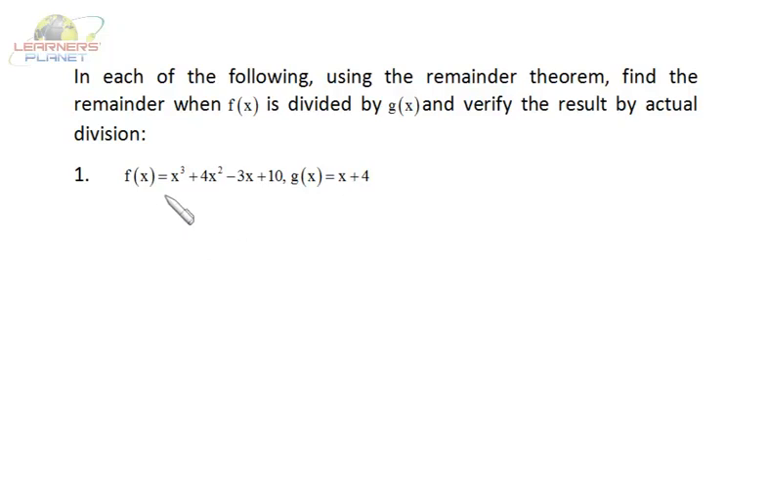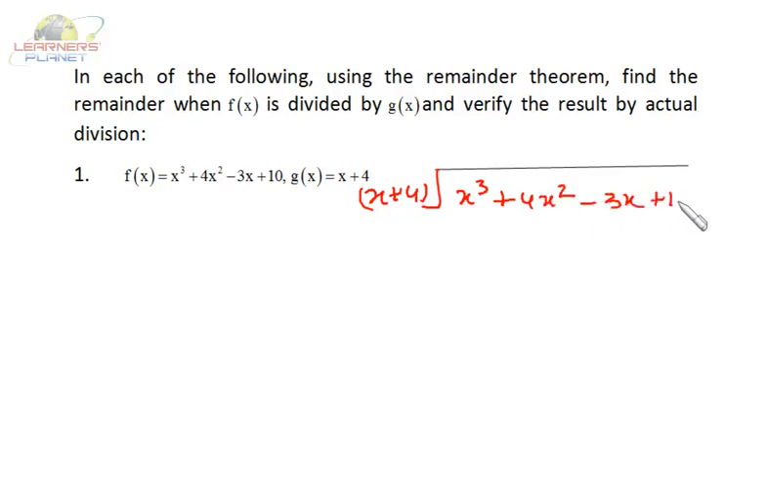So first of all, we have f(x) as x cube plus 4x square minus 3x plus 10 and g(x) as x plus 4. So first of all, let's perform the actual division when f(x) is divided by g(x). So it's x plus 4, it is x cube plus 4x square minus 3x plus 10. Now let's perform the actual division.